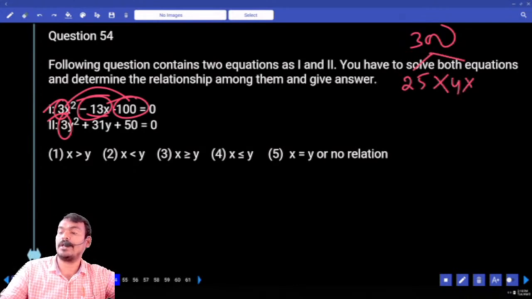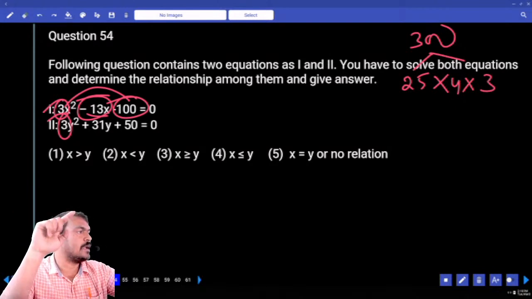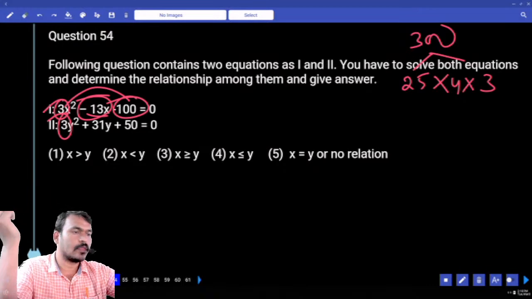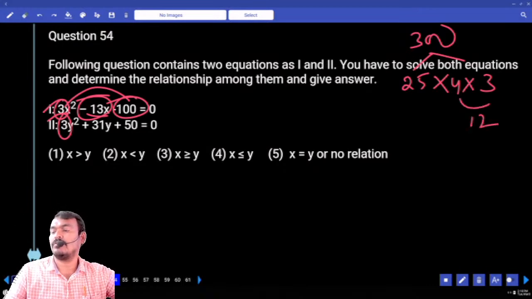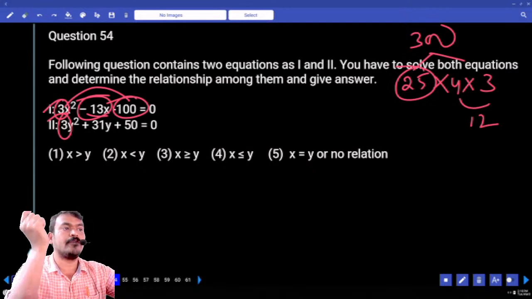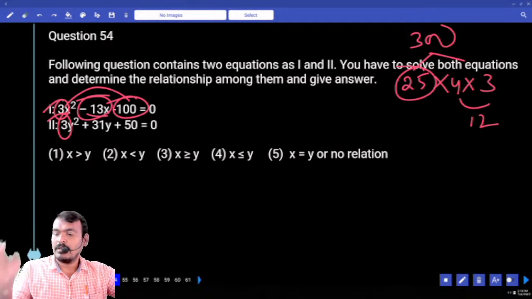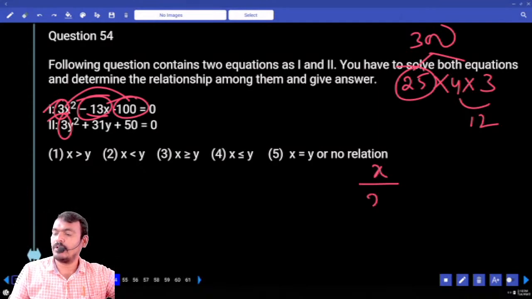25 into 4 into 3. 300 means 100 into 3. 100 means 25 into 4. 4 times 3 is how much? 12. What is the remaining value? 25. Then minus 25 or plus 25? Minus 25, plus 12. Then for x the final roots we write 25 minus 12 or plus 12?